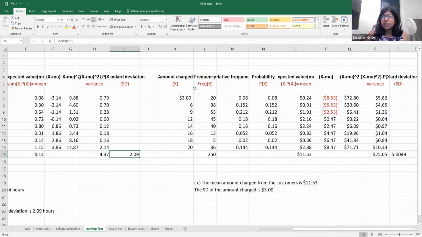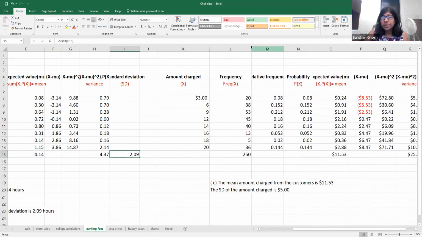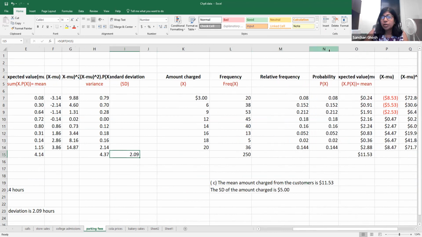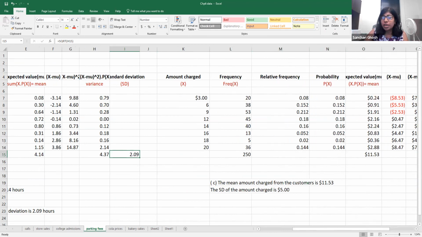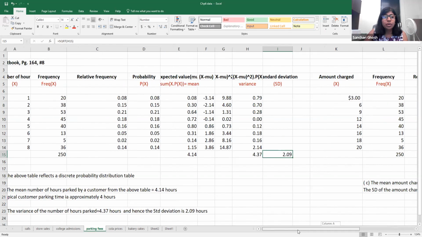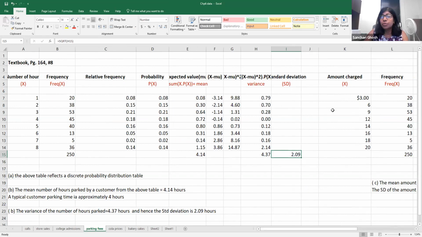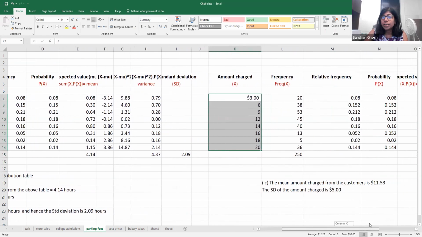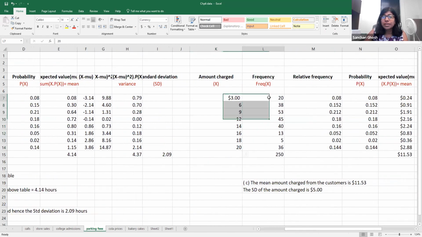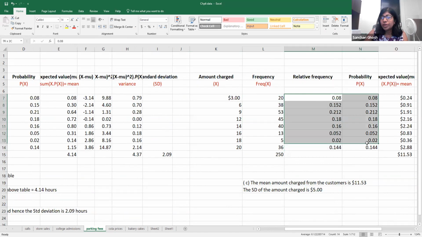And then the other part of the question deals with how much are people charged for their parking. So there are two parts of this question, and everything, the charged amounts, see, that's the number of parking hours, and the charged amounts are different depending on how many hours you're parking. So that again comes with a frequency and a relative frequencies number.